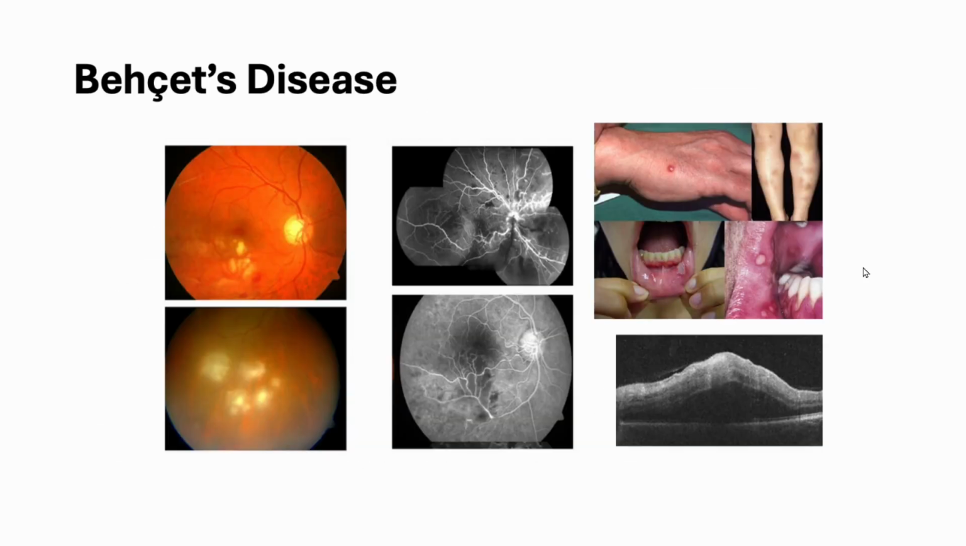Here is some retinal imaging of a patient with Behçet's uveitis. The fundus images show an active retinitis and occlusive retinal vasculitis, which is confirmed on the fluorescein angiogram. The OCT image shows macular edema and retinal disorganization.